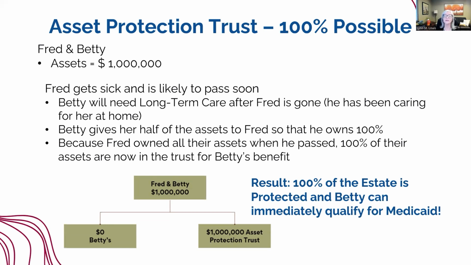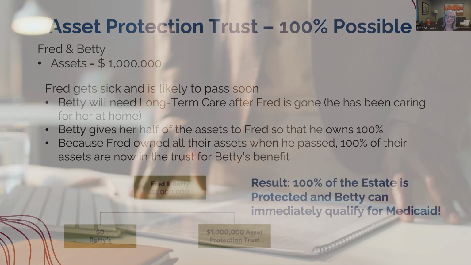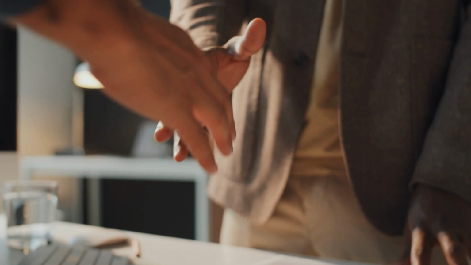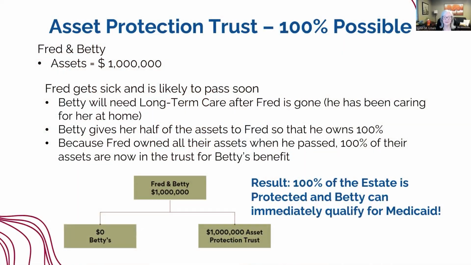That's how we get the opportunity for 100% asset protection. And why that is so important is that all the couple's assets have been preserved and protected. So when Betty needs to go into a care facility, maybe it does have a private pay period. Okay, she's got $1 million to privately pay, but when that facility will accept Medicaid, she'll be financially eligible.